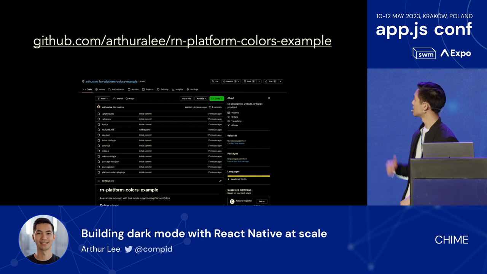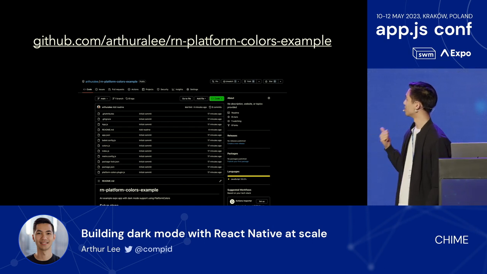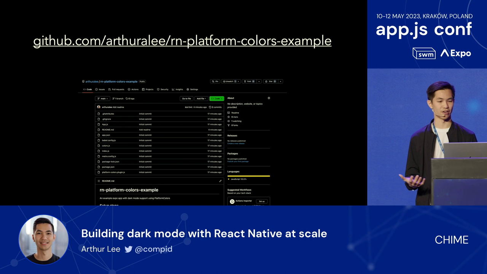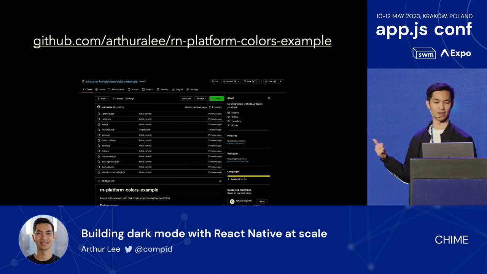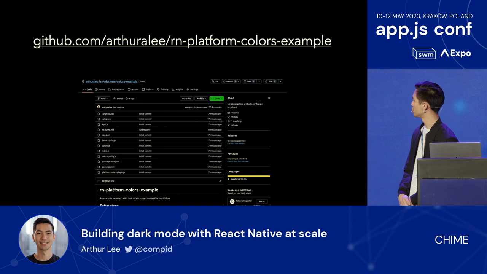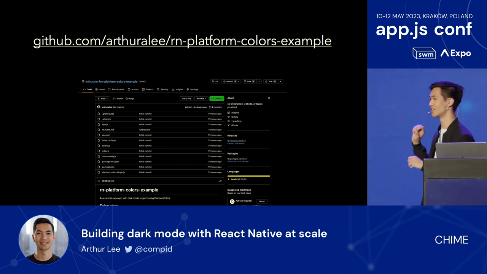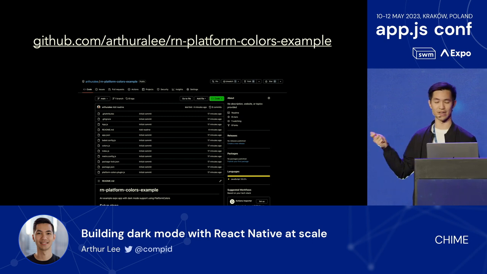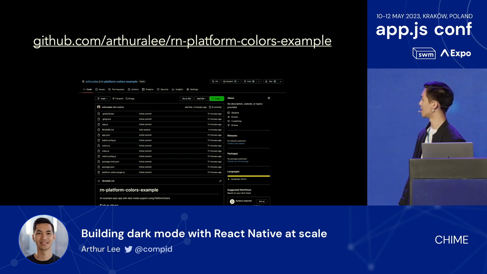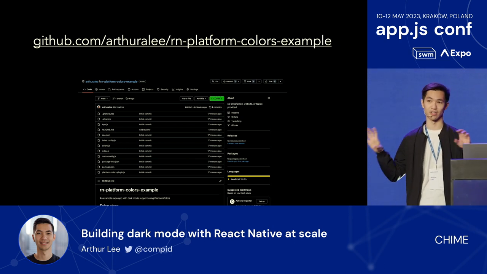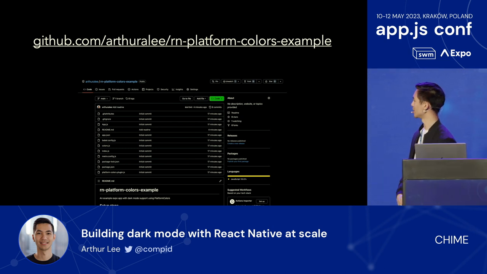So I did put together a quick example of platform color in case you wanted to check it out. Here is a link to the GitHub repo. I managed to put together this demo with Expo config plugins, so you could define those colors within the app.json configuration. And if you run the prebuild, it's going to generate all those colors natively. So it's a pretty cool example, so definitely check it out.